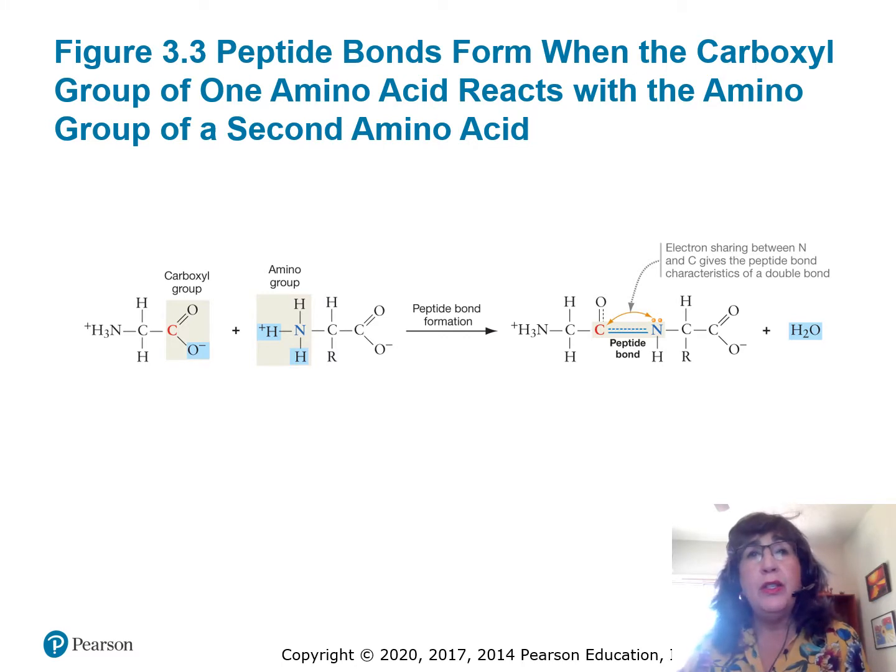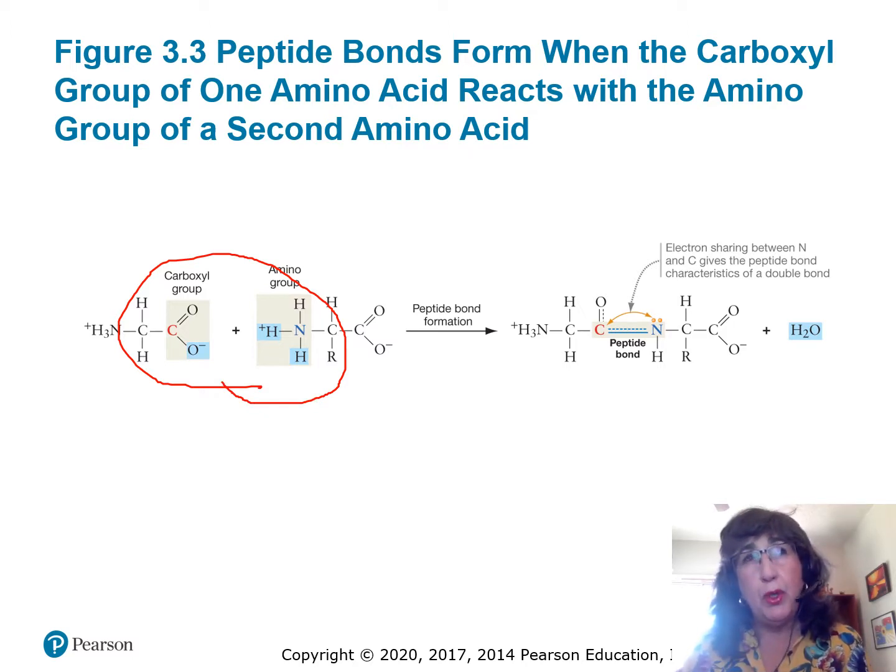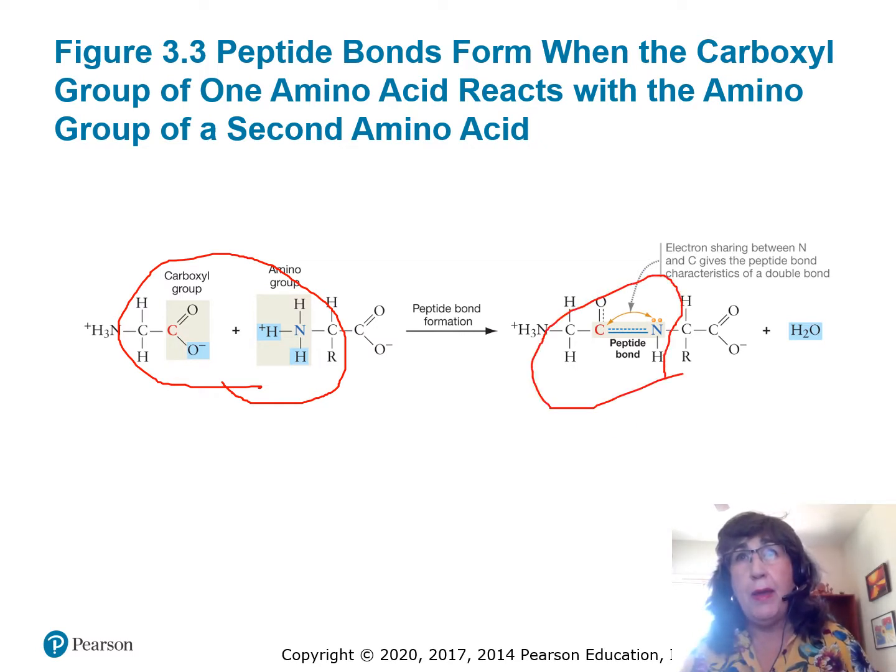I love this illustration right here because it actually shows that there is a dehydration reaction, and you can see it right here in those that have the blue blocks around them. H and O is water, and in a condensation reaction, water goes out. A peptide bond is formed between carbon and nitrogen, and here you have a peptide bond.